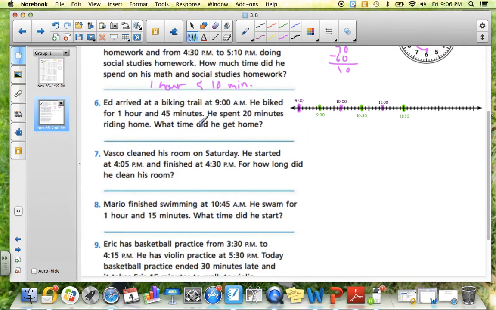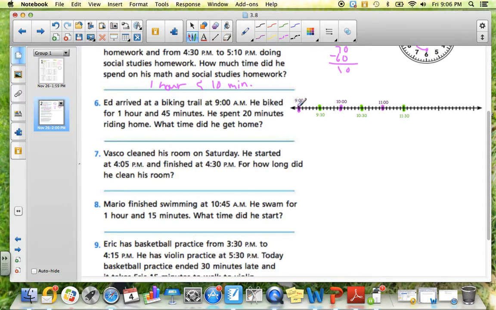Okay, number 6. So for number 6, I have this little number line because I want to show you another strategy you can use for these types of problems. Okay, Ed arrived at a biking trail at 9 a.m. He biked for 1 hour and 45 minutes. He spent 20 minutes riding home. What time did he get home? So on my number line, I started at 9 a.m. and I highlighted each hour in purple and then each 30 minutes in green.